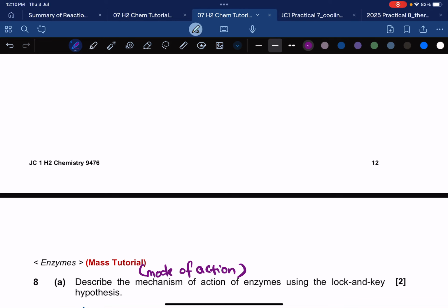For this question, part A, we need to describe the mechanism of actions of enzymes using the lock and key hypothesis. Another common way of phrasing the question is mode of action. This refers to the same thing. The main mechanism falls into three main stages.